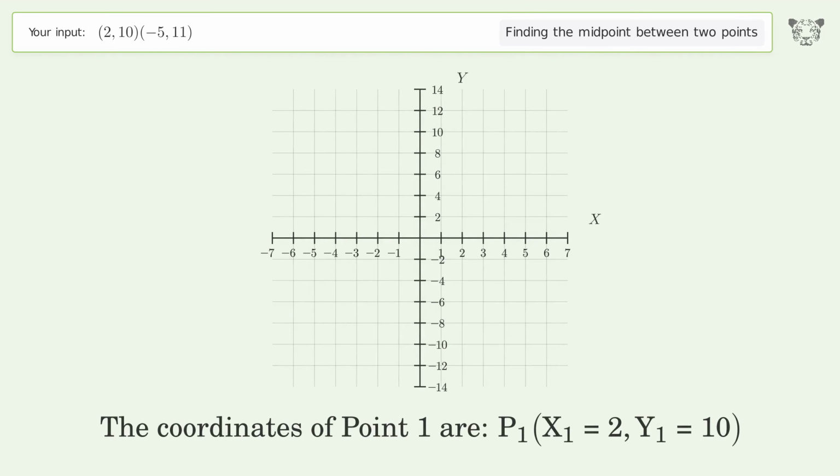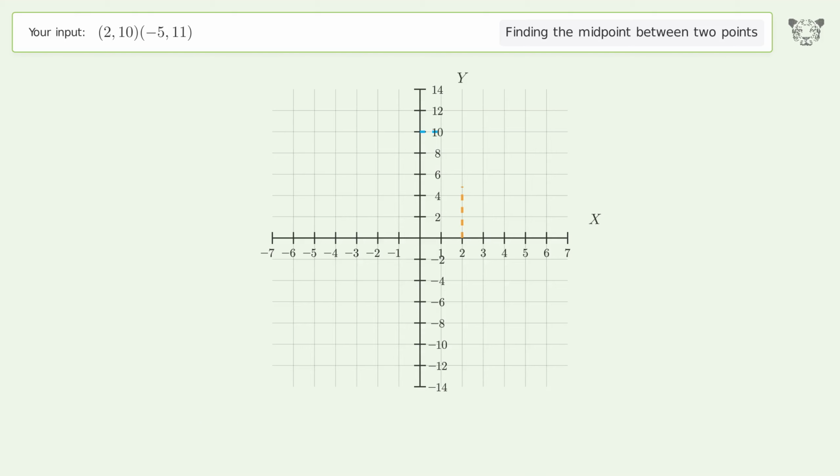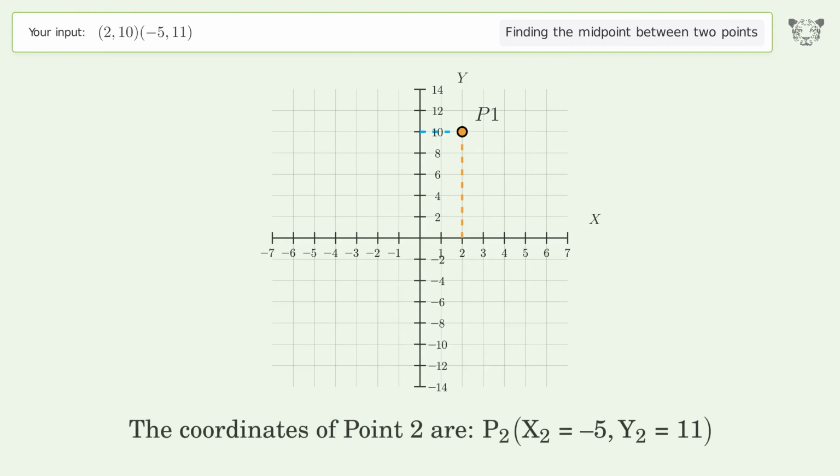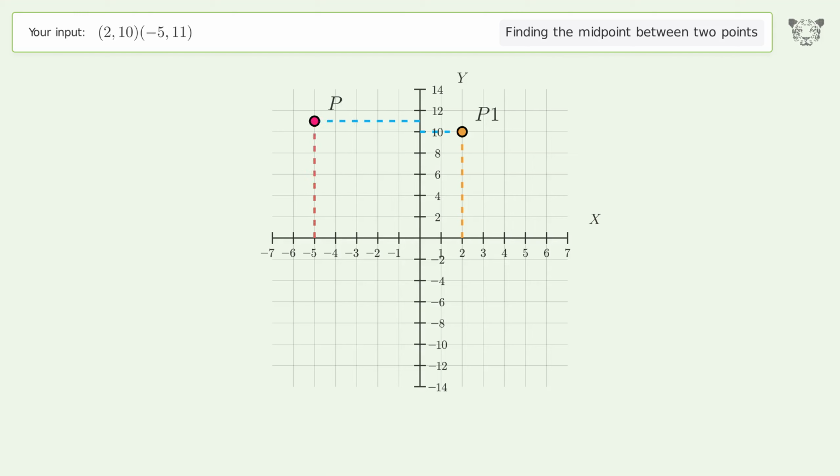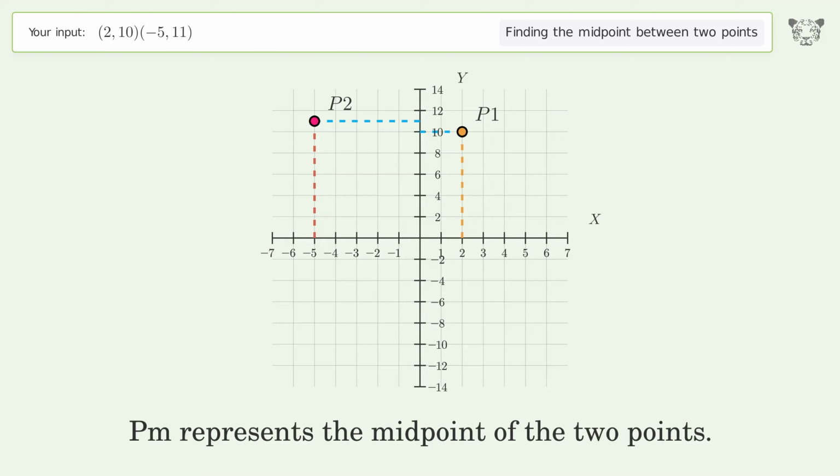The coordinates of point 1 are x1 equals 2, y1 equals 10. The coordinates of point 2 are x2 equals negative 5, y2 equals 11. PM represents the midpoint of the 2 points.